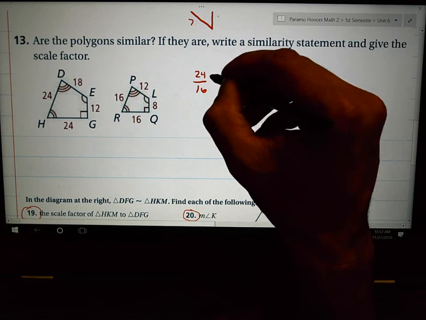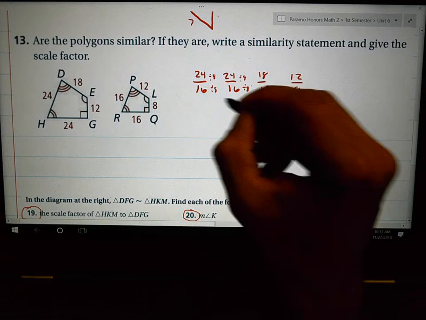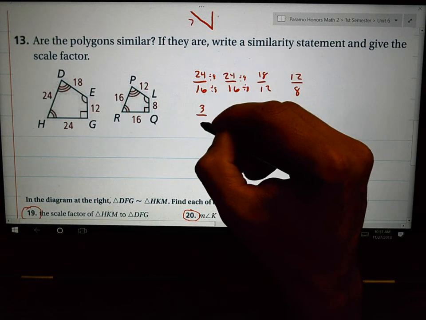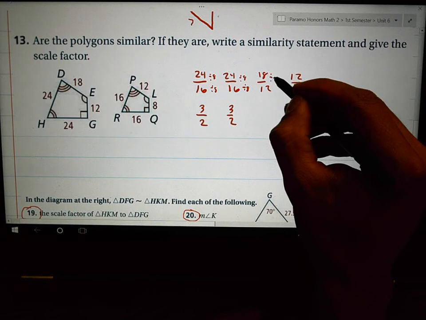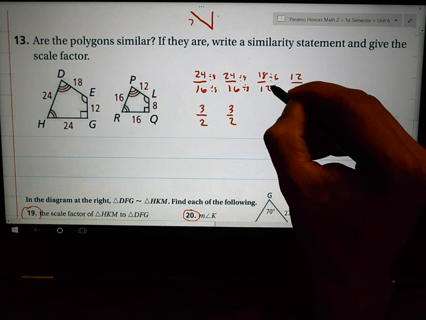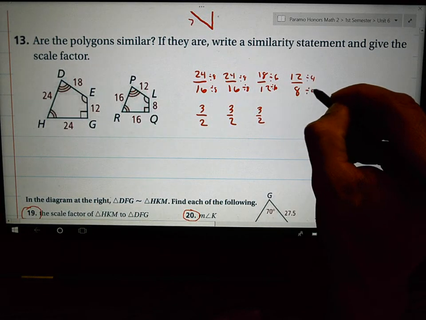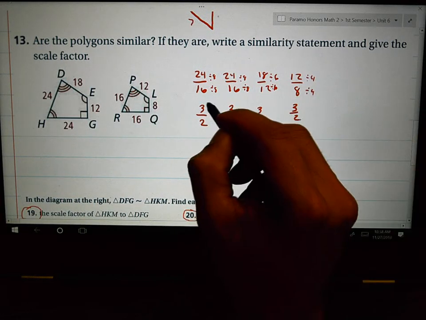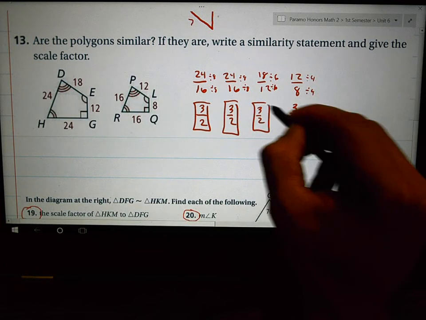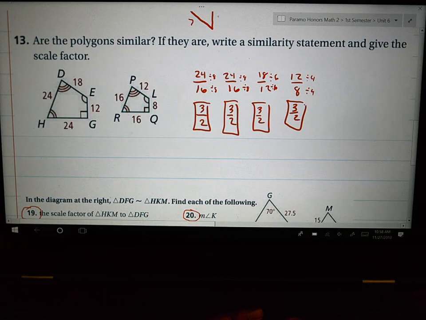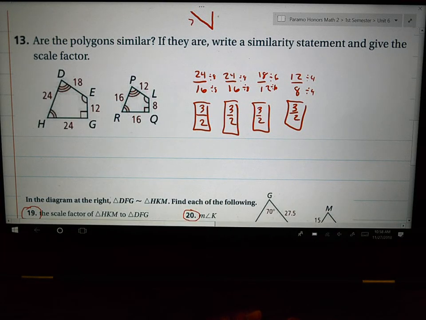I'm going to divide these by 8. And that goes in 3 and 2. I'm going to divide that by 8, which is 3 and 2. I'm going to divide this by 6. Which is 3 and 2, and I'm going to divide this by 4. And what you'll notice is that when you compare all the sides, they all reduce to the same value, which is 3 over 2. That's called the scale factor. So let me answer these questions.